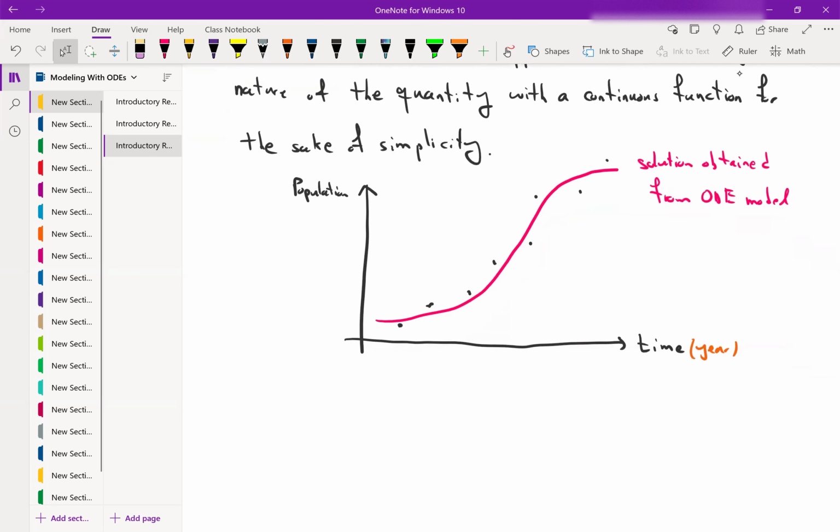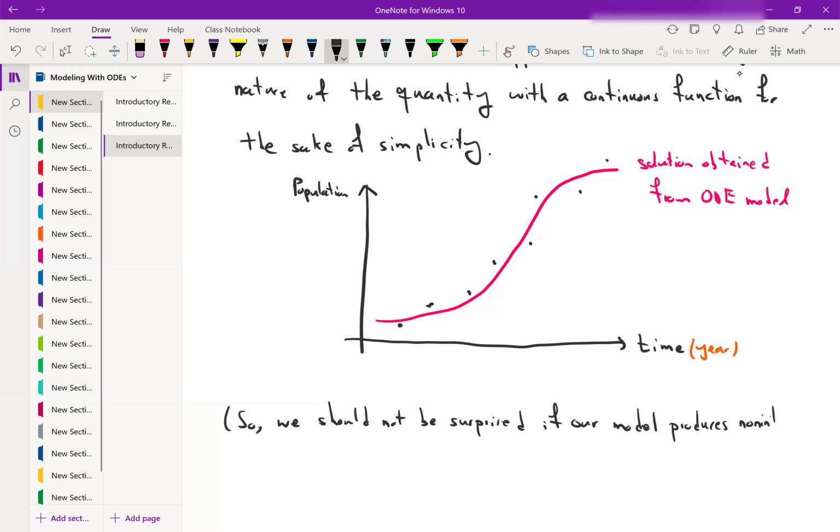So let me actually write this also, just to be very, very clear. So we should not be surprised if our model produces non-integer values for a quantity such as total population.